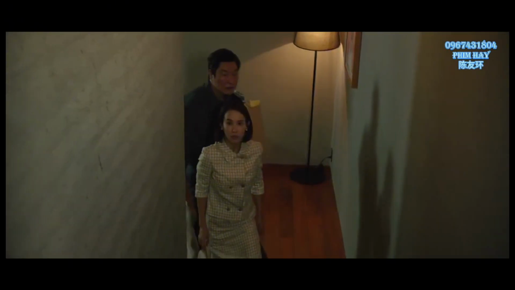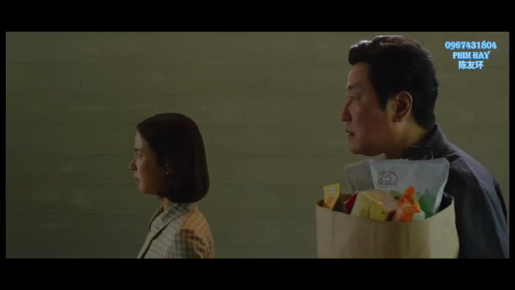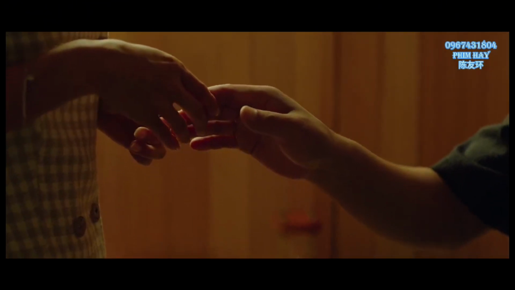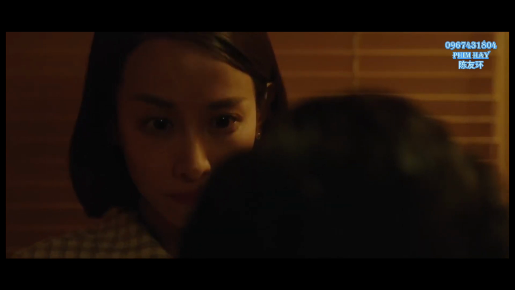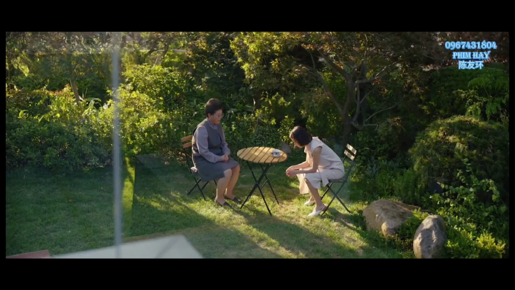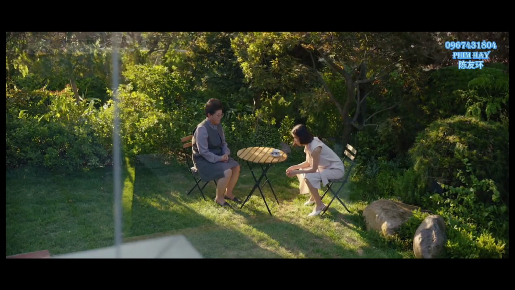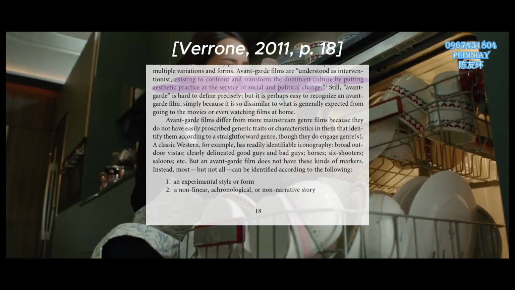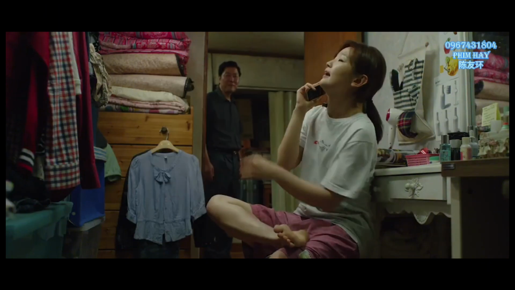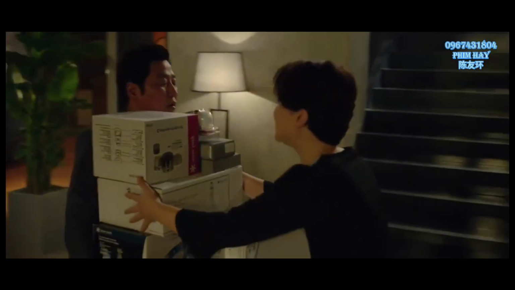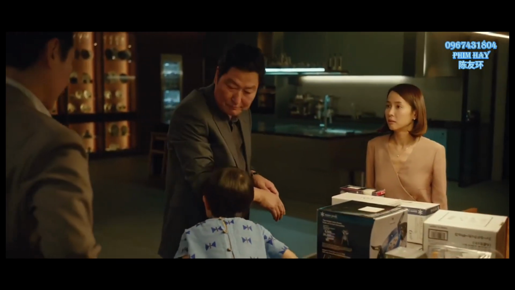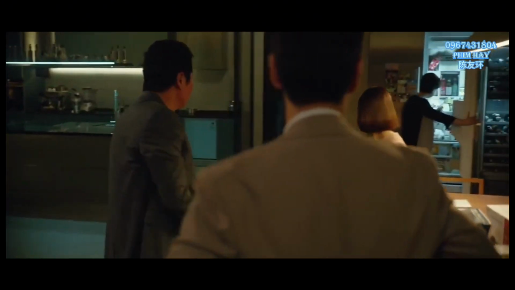In Korea, the word parasite carries negative connotations, making the title a bold and provocative choice. Yet it perfectly captures the film's central commentary on class inequality. By using its platform to provoke thought and critique societal norms, Bong exemplifies the director's role as a cultural commentator. As one source on avant-garde film notes, avant-garde films exist to confront and transform the dominant culture by putting aesthetic practice at the service of social and political change. Bong's bold storytelling and incisive social critique reflect this revolutionary spirit, as Parasite transcends entertainment to challenge audiences with uncomfortable truths about social hierarchy and human relationships.